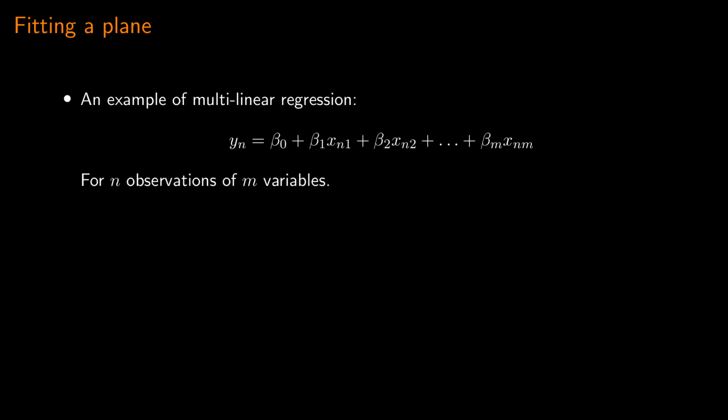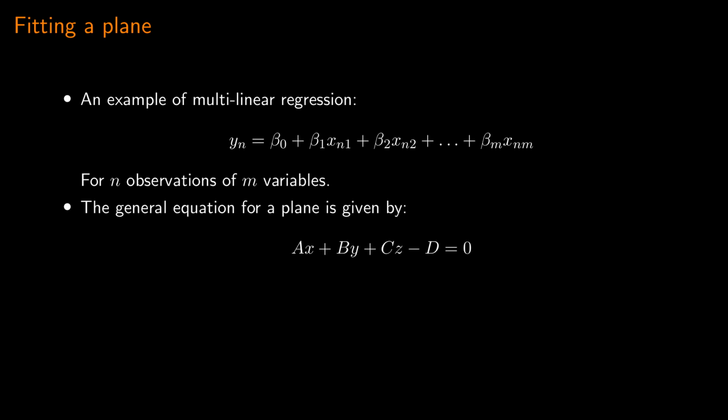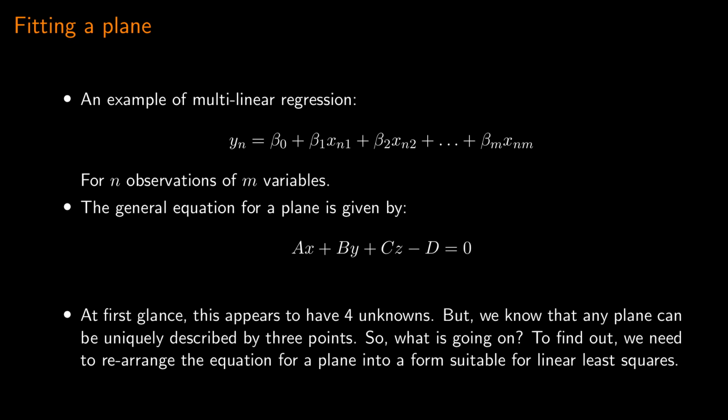This case is actually an example of multilinear regression, where we have multiple independent variables and a single dependent variable, as shown here for n observations of m variables. We know that the general equation for a plane is given by this equation. This appears to have 4 unknowns, a, b, c, and d, which would require a system of 4 equations, or 4 observations, to be able to find a solution. But we know that a plane can be uniquely defined by just 3 points, observations. So what is going on here?